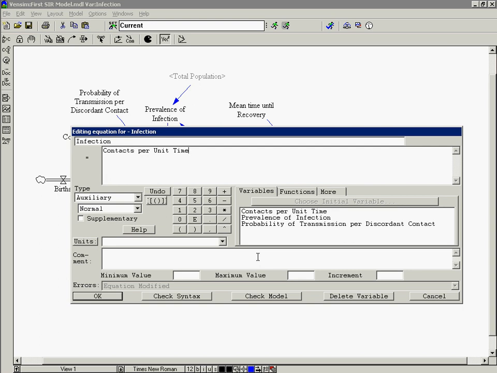So of those 10 people, how many are going to be infected? 10 times the prevalence of infection. So if half the population is infected, of those 10 people per day they run into, how many people per day are they going to run into that are infective? 5. Okay, so contacts per unit time times prevalence of infection, that we can think of. I'm putting parentheses around it just to denote that's the number of infective people they run into per unit time, right?